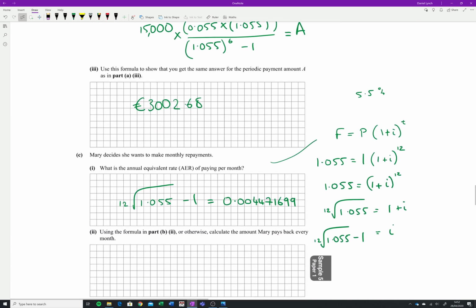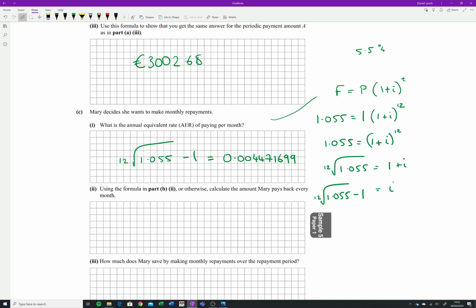The amount that she would be paying back is 244.13 to the nearest cent. That's what you should pay. Again, don't just write it out. Do actually fill in the formula, show your examiner that you know what you're getting.